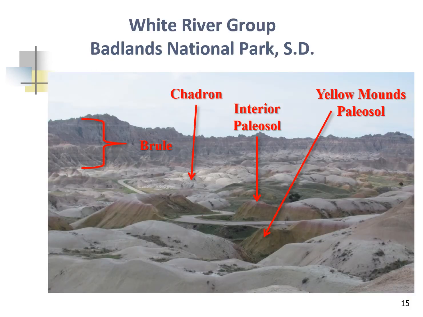Here we see an outcrop of the White River Group in Badlands National Park, South Dakota. The Brule Formation is seen in the background, the ridge-forming unit. The Chadron Formation is found in the hummocky-looking white area. The Interior paleosol is in this area, which developed on top of the Yellow Mounds paleosol, which developed on the Cretaceous Pierre Shale.